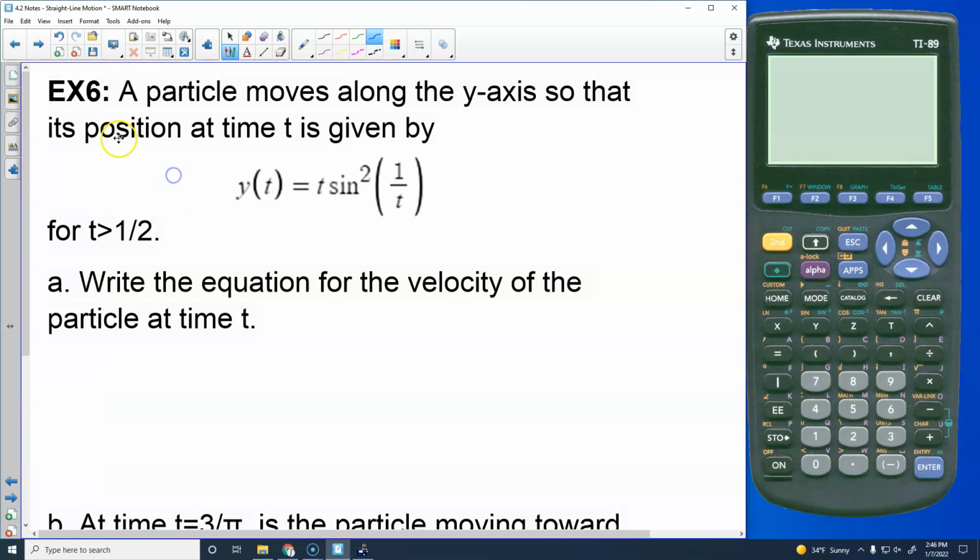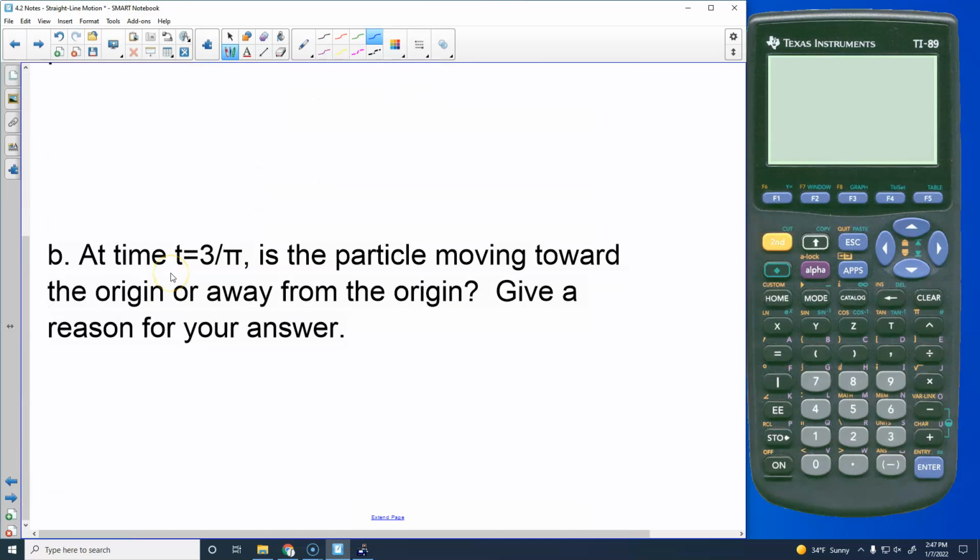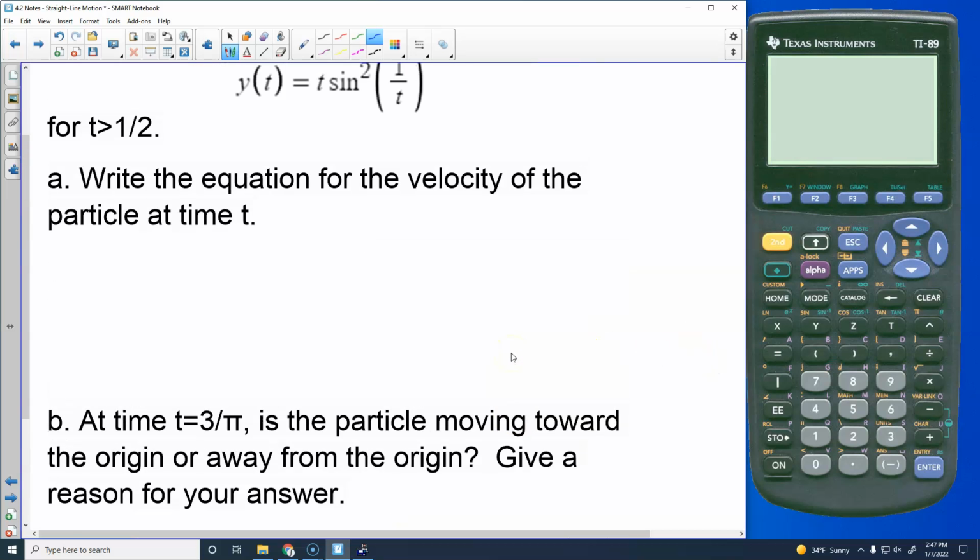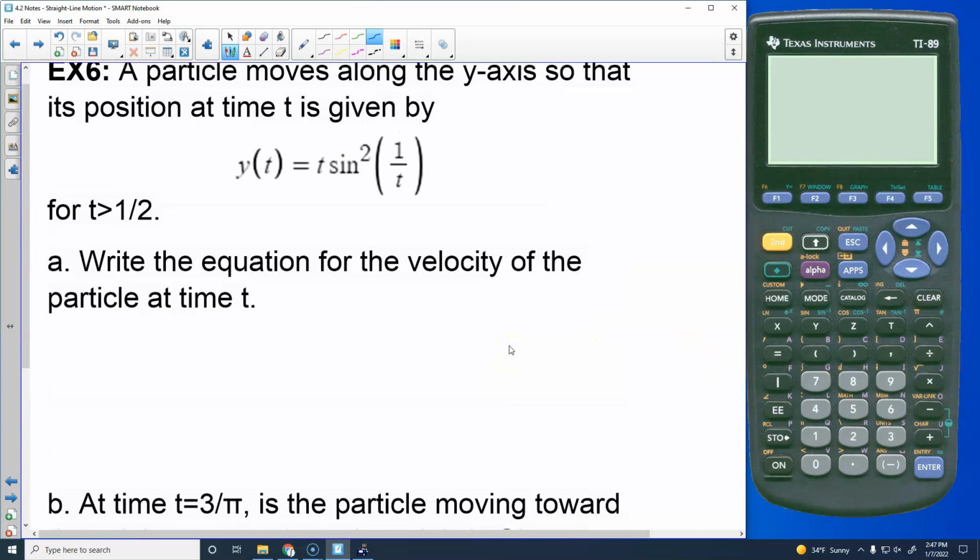Okay. So a particle moves along the y-axis so that its position is given here, for t greater than 1/2. Write the equation for the velocity of the particle at time t. And then we are supposed to tell, at time t equals 3 over pi, is the particle moving toward the origin or away from the origin? Give a reason for your answer. Okay, so I believe this one is calculator inactive.